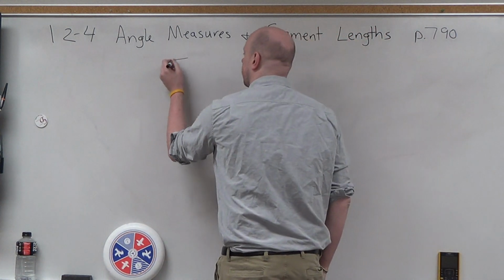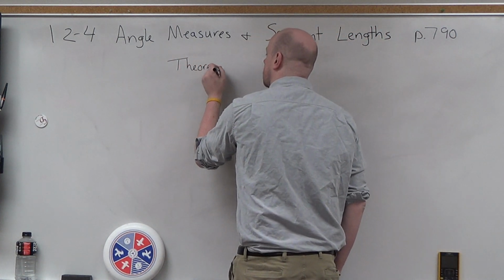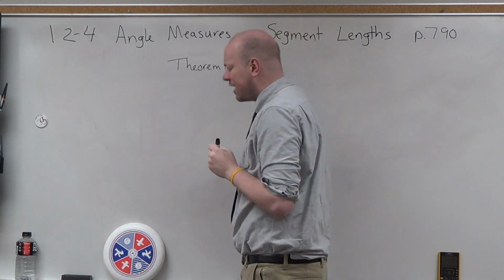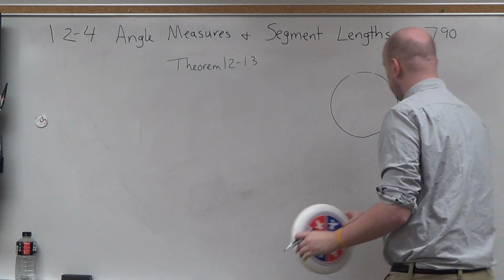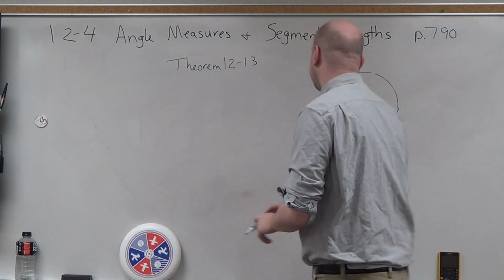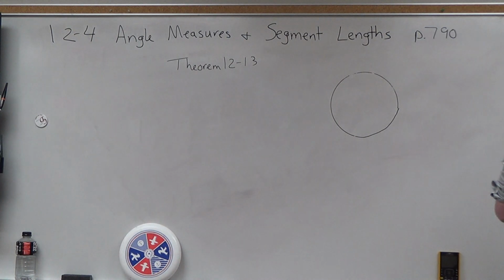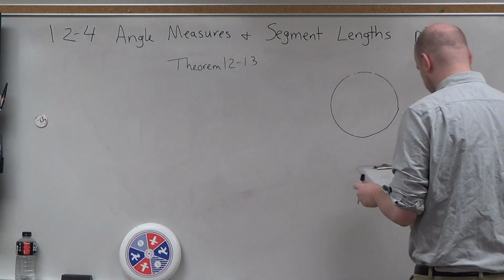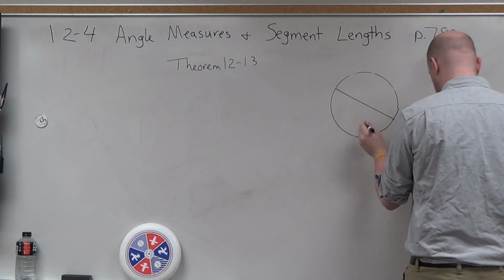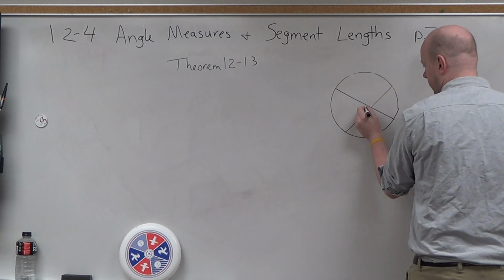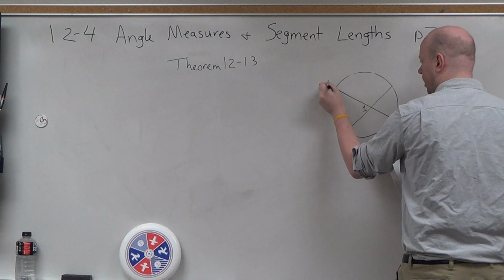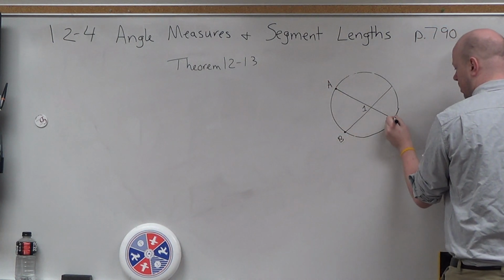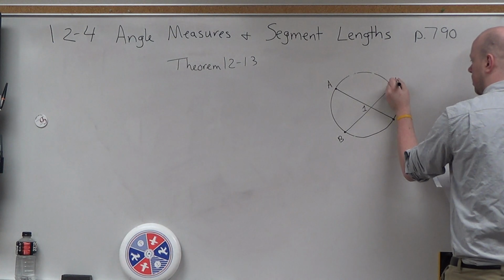So, theorem 12-13. We've had a ton of theorems in this section. Well, we're going to need a circle. And theorem 12-13 says, let's see, I need this, and then I'm going to go with angle 1. I need to label these, so I get A, B, C, D.